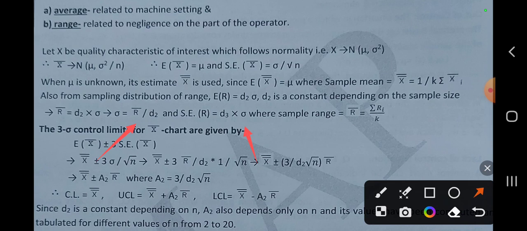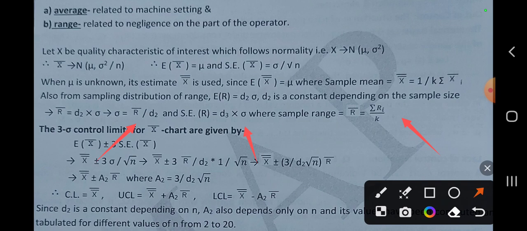So that means if we have the data of k samples, so the number of samples is k, how to calculate the value of range? Suppose for the first sample, identify the minimum value and the maximum value, and take the difference between these two observations. We know that range is equal to the largest value minus the smallest value. Likewise, calculate all the range values and then take the overall mean of the ranges, which can be calculated by R bar is equal to summation Ri upon k.